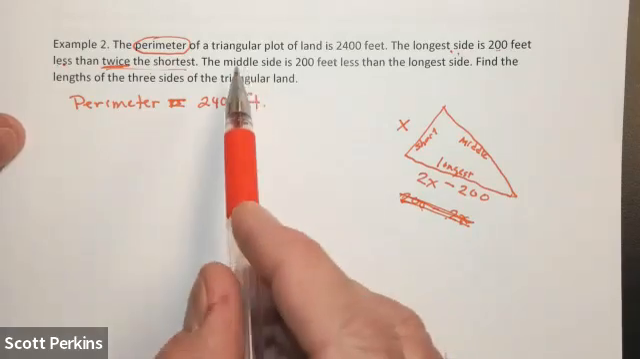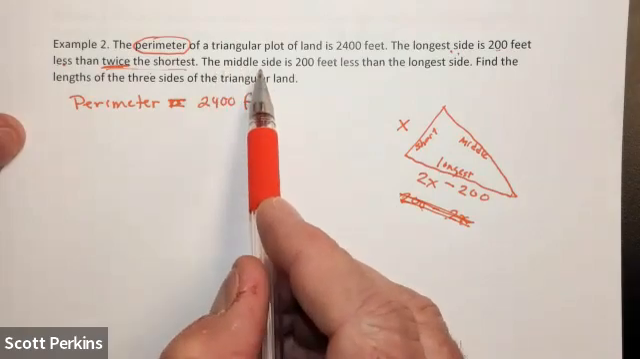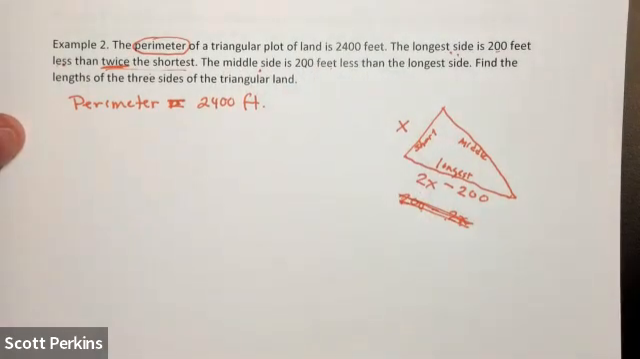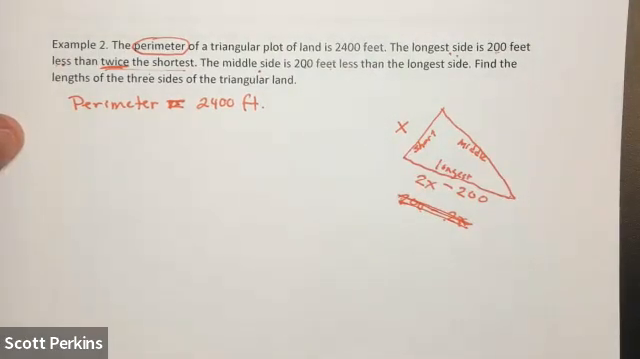All right, let's continue with the next sentence. The middle side is 200 feet less than the longest side. Let's come up with an expression for that, because now I have an expression for the longest side, 2x minus 200. So what am I going to do with this in order to find the middle value?